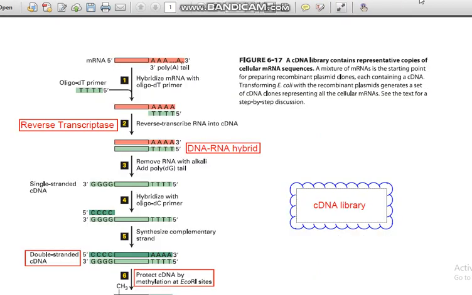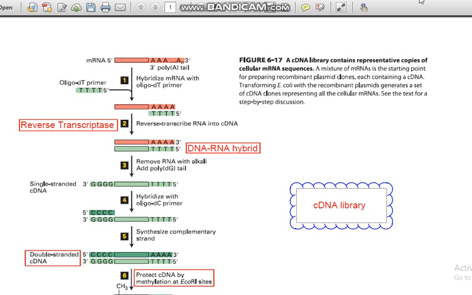Now I will explain the process of complementary DNA library synthesis. First, we have to isolate total mRNA from the cell type or tissue of interest. Here we are taking mRNA but not the genome, because the genome contains introns and intergenic regions, but mRNA lacks all these non-coding regions. So it is more useful as the starting material for generating a complementary DNA library.